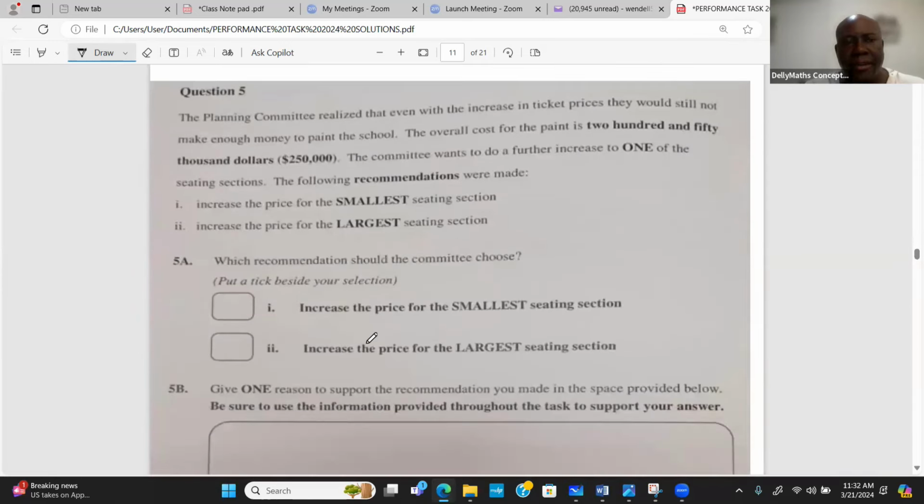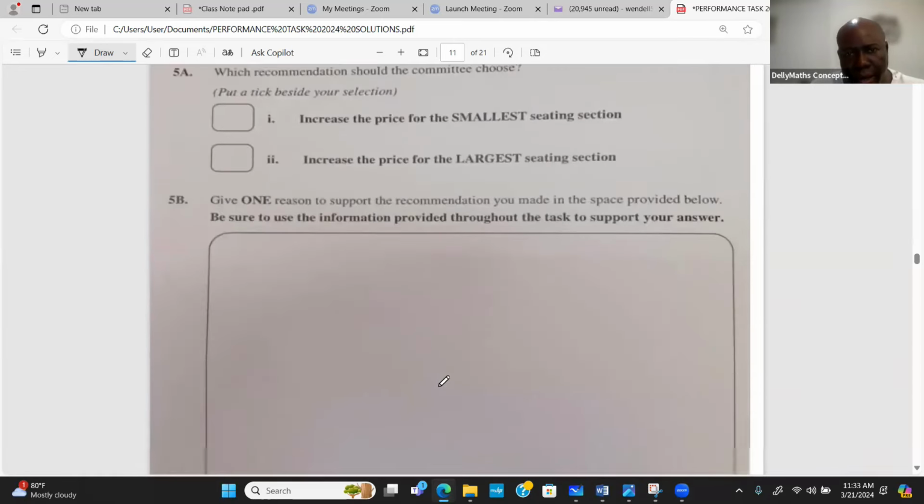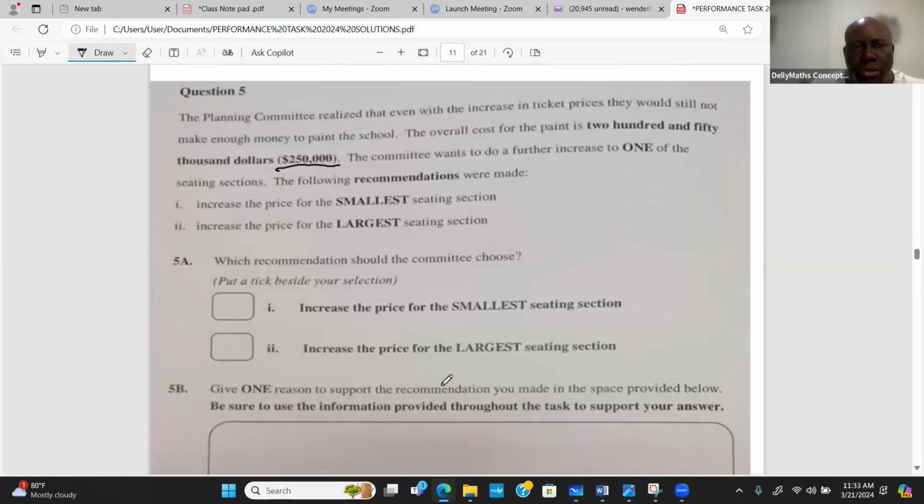All right, question 5. Question 5 says the planning committee realized that even with the increase in the tickets, they still didn't make enough money because the overall money that they wanted was 250,000. So we are short like what? About 4,000. So we are short some money right there.